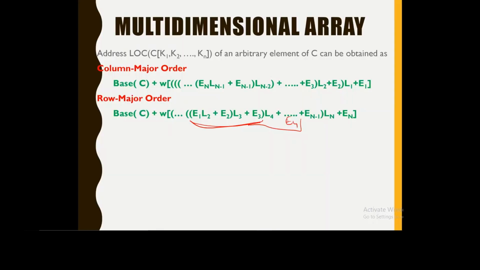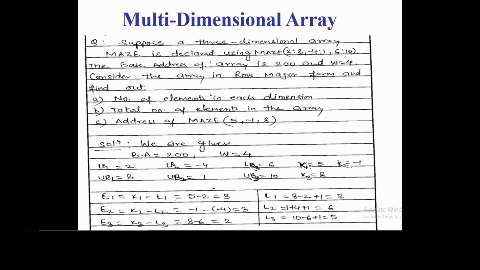We will solve some questions, and we will learn how to use this formula. Suppose we are given a 3-dimensional array, declared like this: 2 to 8 is the lower bound and upper bound of the first dimension, -4 to 1 is the lower bound and upper bound of the second dimension, and 6 to 10, the lower bound and upper bound of the third.